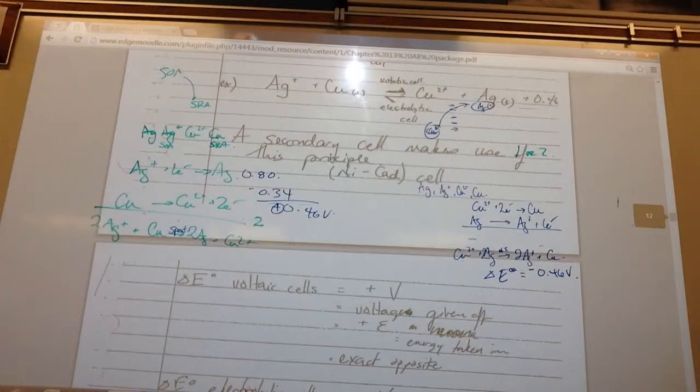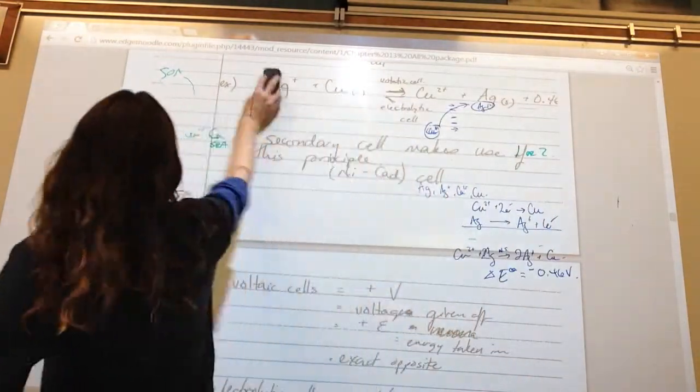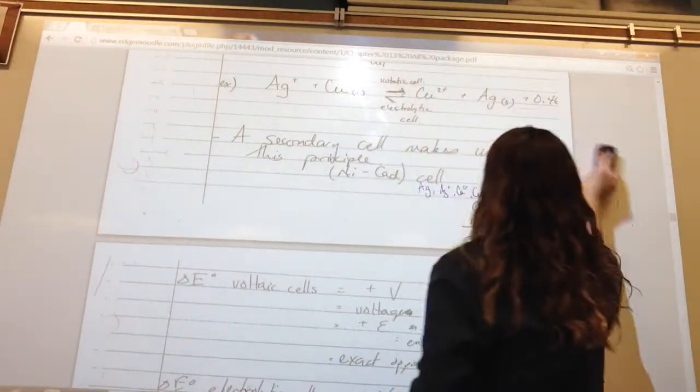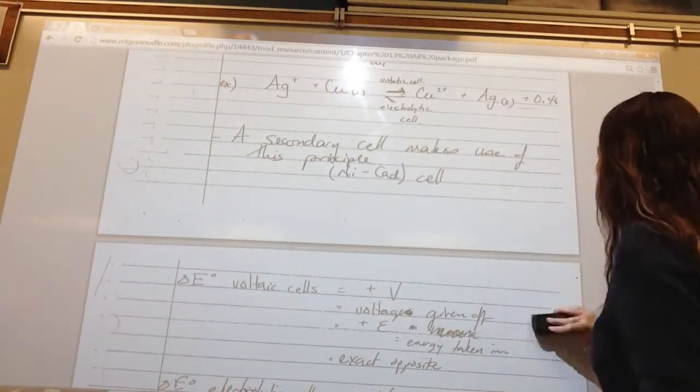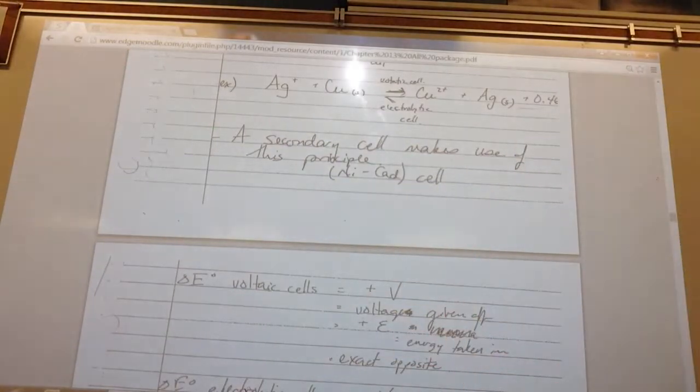Oh yes, remember those notes you did on cells? Dry cell, primary cell, secondary cell. The secondary cell is an electrolytic cell. For example, this nickel cadmium cell that you did a bit of work reading about, this is what we're talking about now.